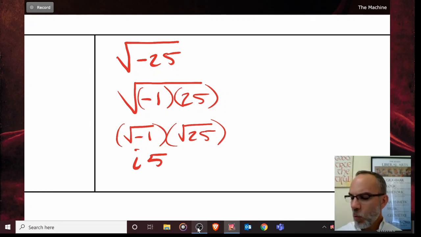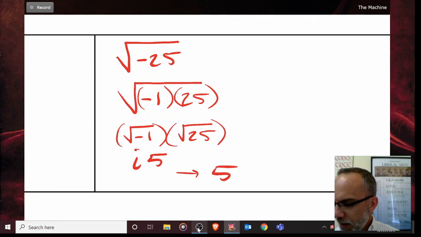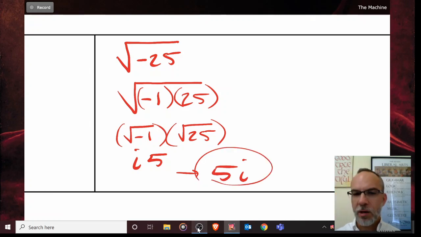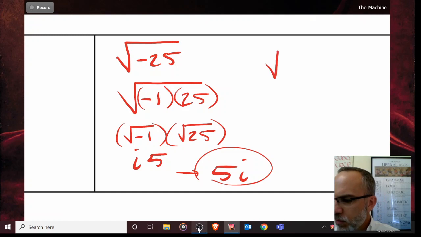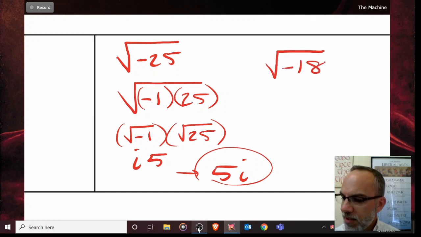But that's a weird way of writing it. From now on, we're going to write it like 5i. That's how you're going to be required to write it. And you can treat i just like a variable in the sense of multiplying and adding like terms and things like that. So then how would we do something like the square root of negative 18? Well, to simplify things, I'll go a little faster. The square root of negative 1 can come out of the radical as an i.